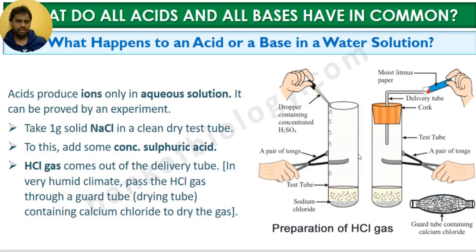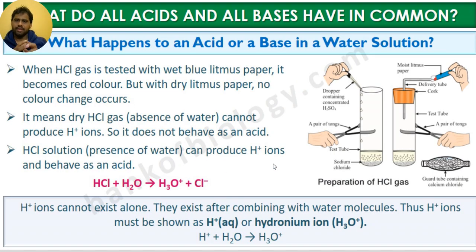HCl gas comes out of the delivery tube. In a very humid climate, we are passing the HCl gas through a guard tube, a drying tube containing calcium chloride, to dry the gas. And this is a moist litmus paper. So the acid has turned the blue litmus paper red. Now when HCl gas is tested with wet blue litmus paper, it becomes red, but with dry litmus paper no color change happens.